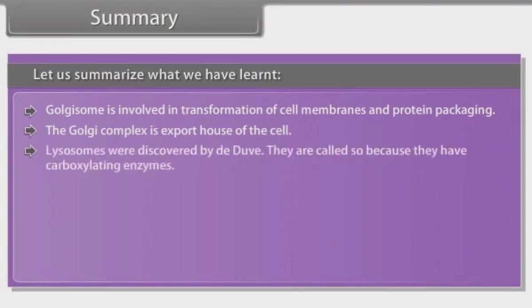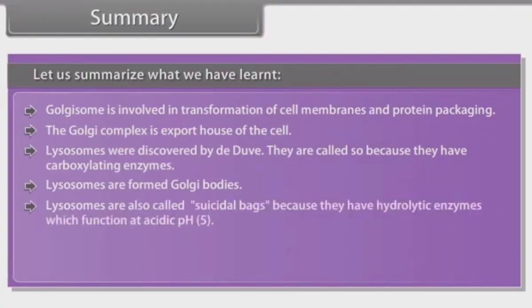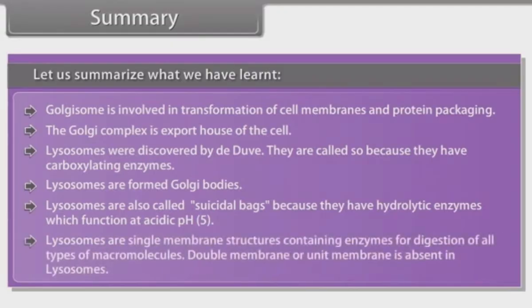Lysosomes were discovered by De Duve. They are called so because they have carboxylating enzymes. Lysosomes are formed from Golgi bodies. Lysosomes are also called suicidal bags because they have hydrolytic enzymes which function at acidic pH 5. Lysosomes are single membrane structures containing enzymes for digestion of all types of macromolecules. Double membrane or unit membrane is absent in lysosomes.